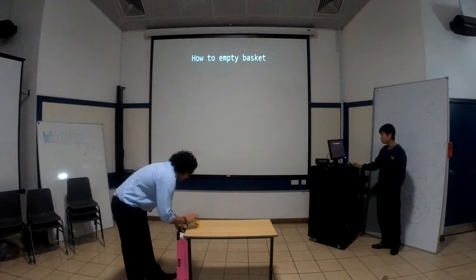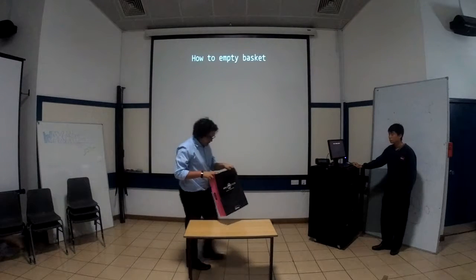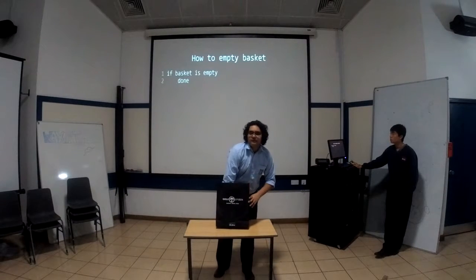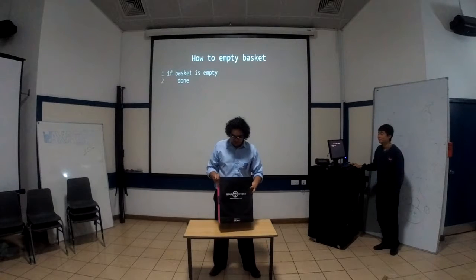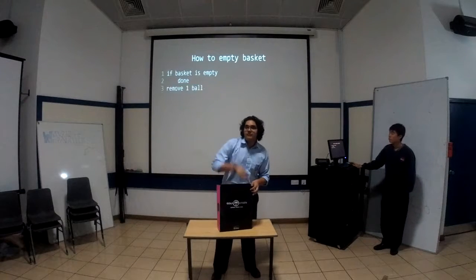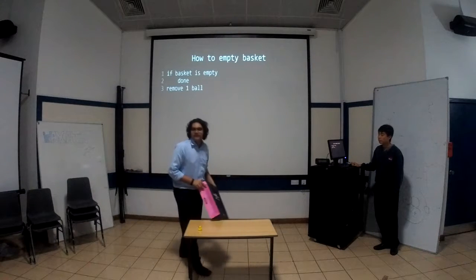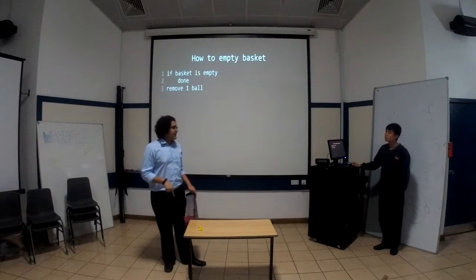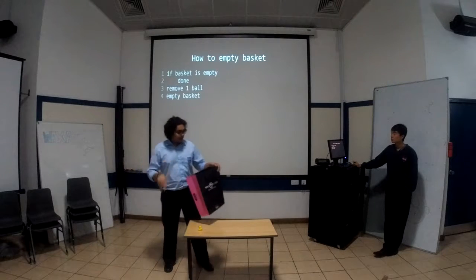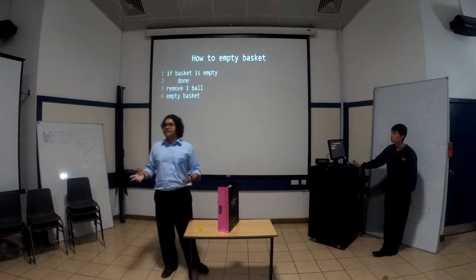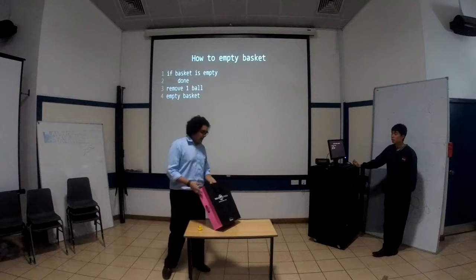We could say that we remove one object. First we check if the basket is empty, which it's not. In that case, we remove one object, and then we empty the basket. Now here's the difference. In emptying the basket, I've said I'm going to empty the basket. That's recursion. In defining the function of how to empty a basket, I've said I need to empty the basket.